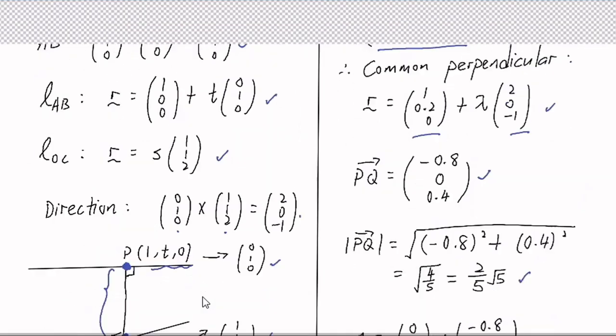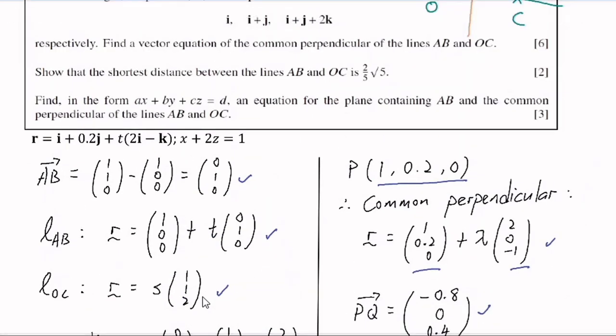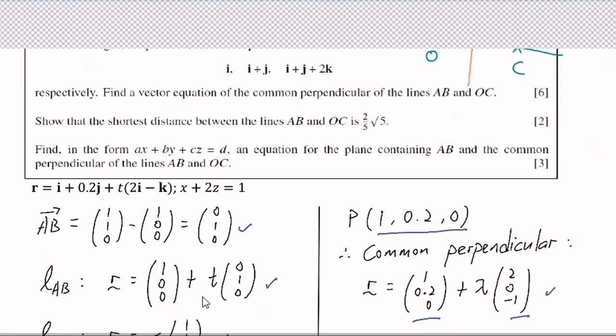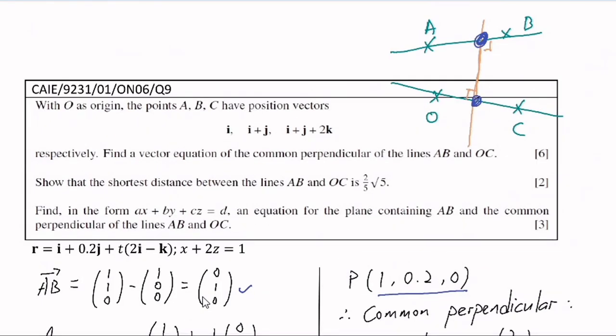The next one is to find, in the form ax + by + cz = d, the equation of the plane which contains AB and the common perpendicular of the lines AB and OC. Basically, the common perpendicular is in the plane. This plane also contains AB, so this is AB and this side is in the plane.